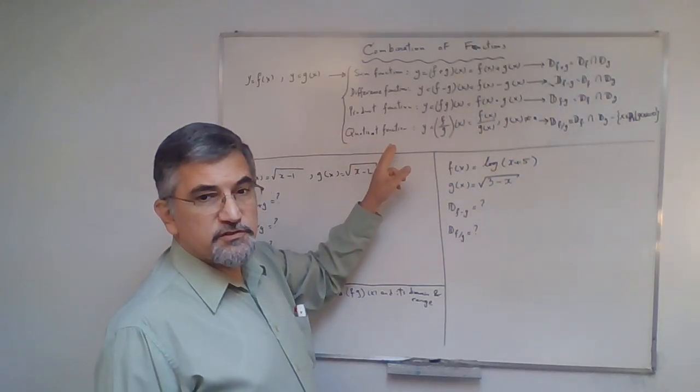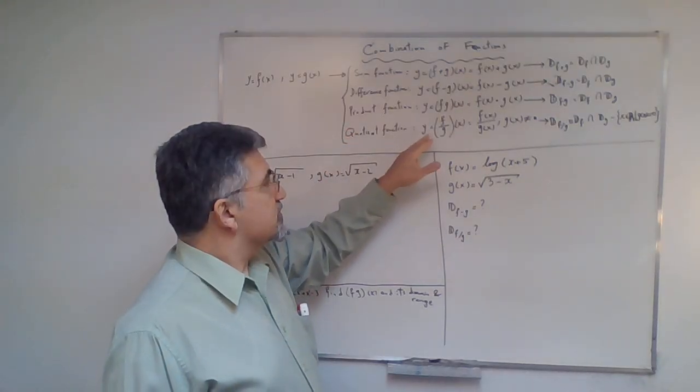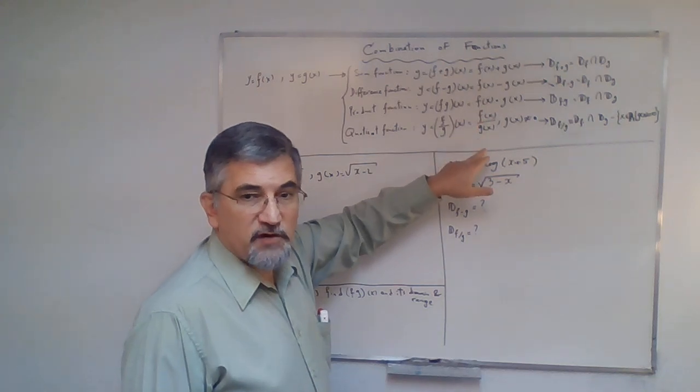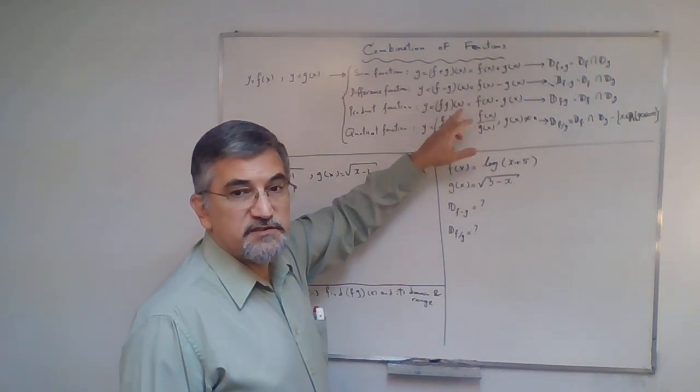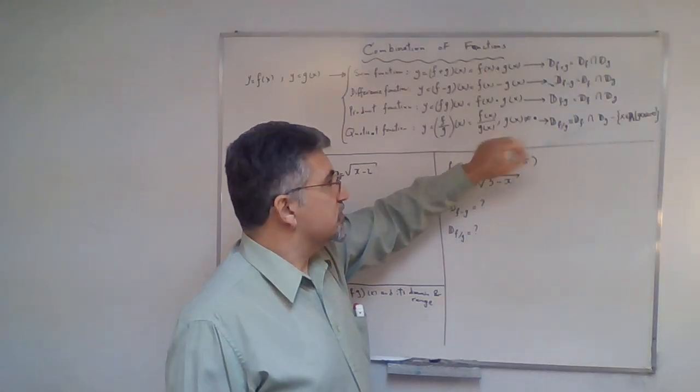And the quotient function, after the product function, it comes quotient function, is (f over g)(x), which is defined as f of x over g of x. Basically, you grab the two functions and divide them by one another. Needless to say that the denominator cannot equal 0.